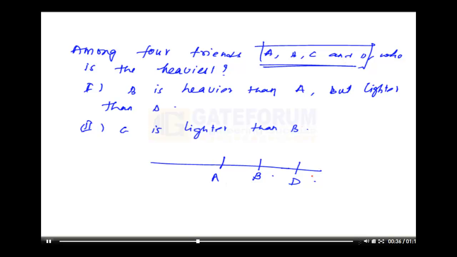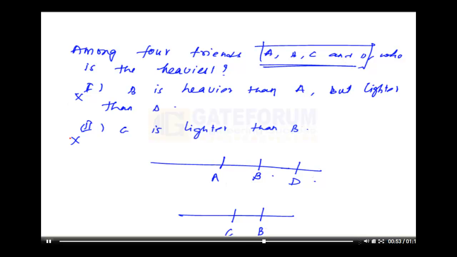We cannot answer this question by statement 1. Now let us look into statement 2. C is lighter than B. We have only information about C and B. C is lighter than B and no information about A and D. So we cannot answer this by only statement 2.